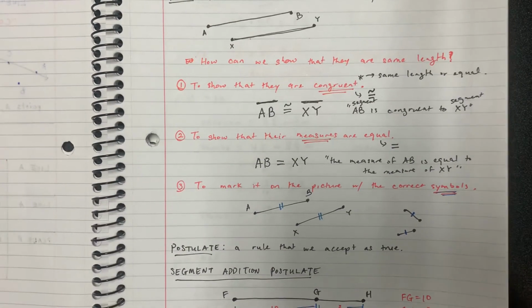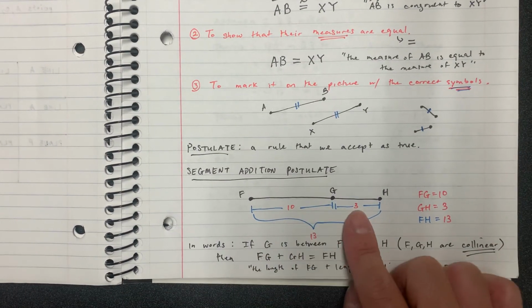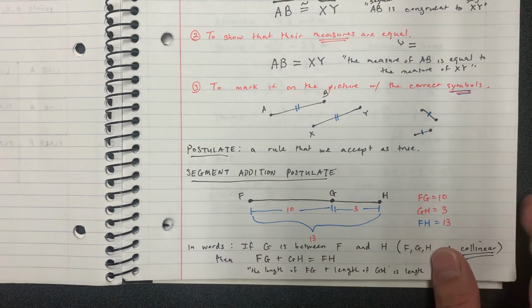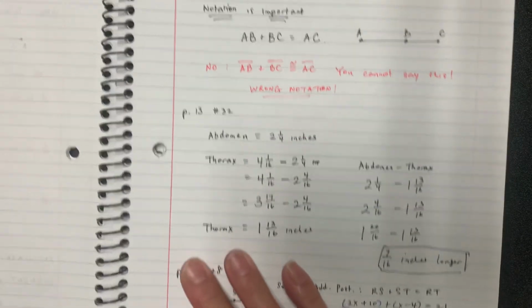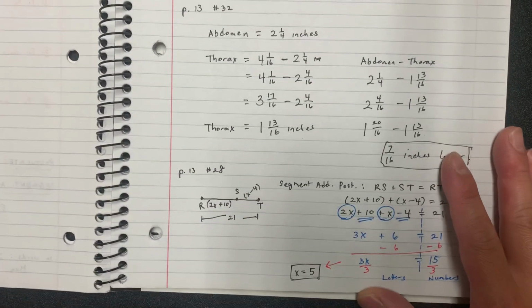And then what we can do is we can take the lengths of these guys, especially when they're collinear, and we can add 2 measurements together to get the third. That's a segment addition postulate. And yeah, okay. So that's our lesson for today.